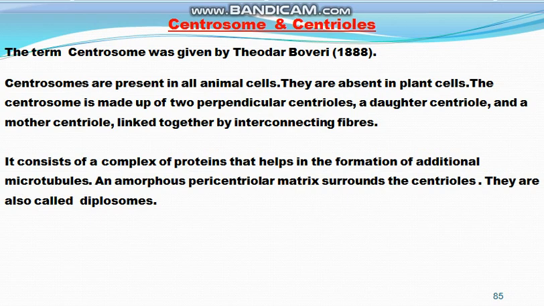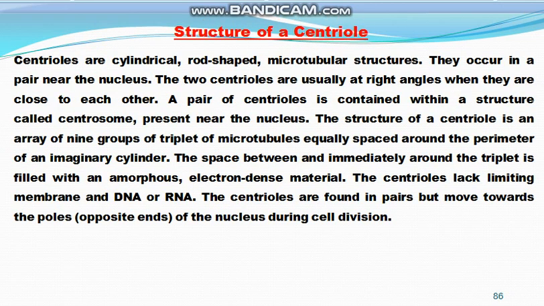And now you know that in the centrosome there are two centrioles present perpendicular to each other, or at right angle to each other, and these two centrioles are surrounded by a pericentriolar matrix. Pericentriolar means surrounding the centrioles there is present an amorphous material. So these centrosomes are also known as the diplosomes. So now we'll come to the structure of each centriole in the centrosome.